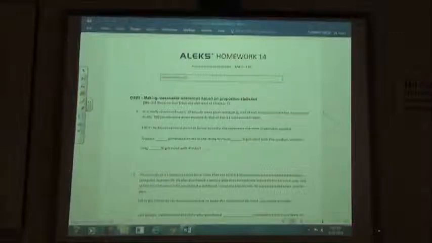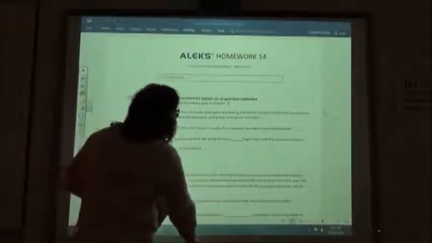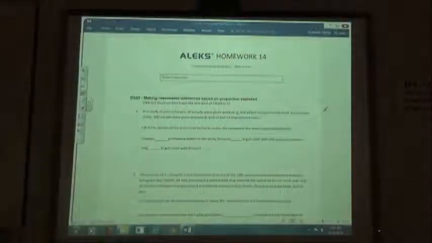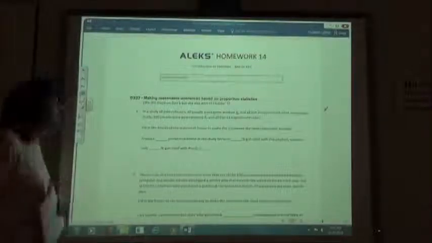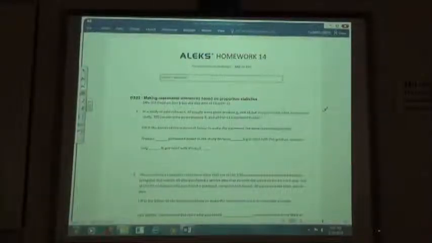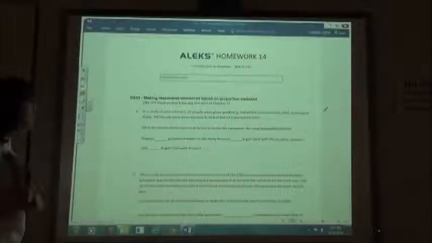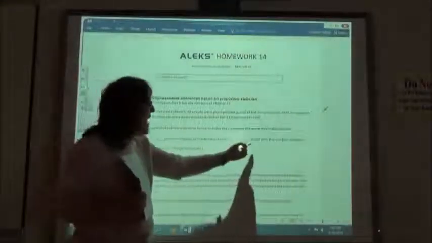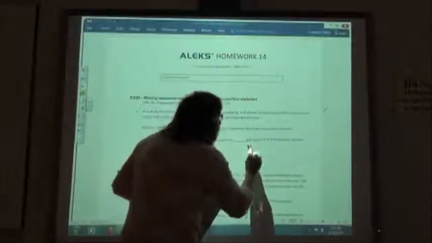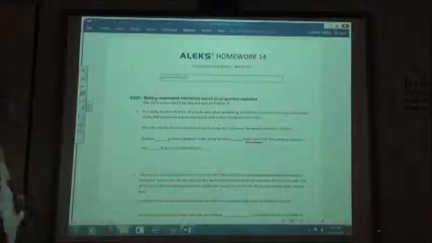It says here, in a study of pain relievers, 20 people were given product A, all but 7 experienced relief. In the same study, 100 people were given product B and all but 21 experienced relief. Fill in the blanks for the statement that makes the most reasonable possible. Product blank performed better in the study because what percent got relief? So I'm looking for the percent of each of them that got relief.